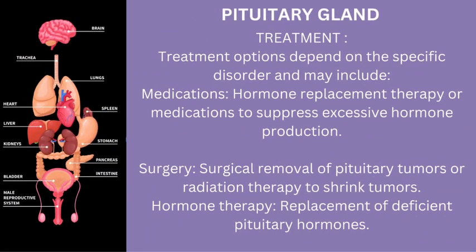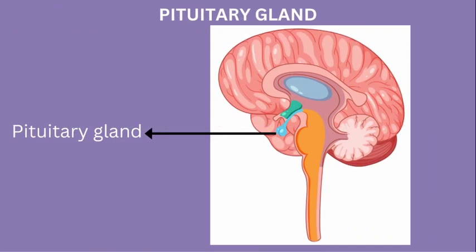Treatment of pituitary gland. Treatment options depend on the specific disorder and may include medications, hormone replacement therapy or medications to suppress excessive hormone production. Surgery: surgical removal of pituitary tumors or radiation therapy to shrink tumors. Hormone therapy: replacement of deficient pituitary hormones. This is the location of the pituitary gland.